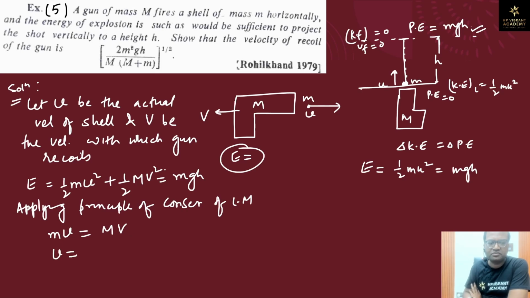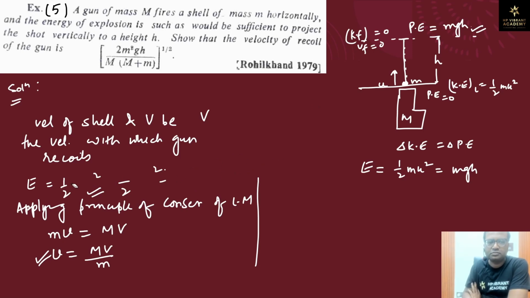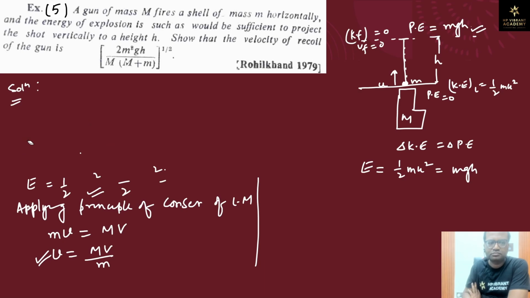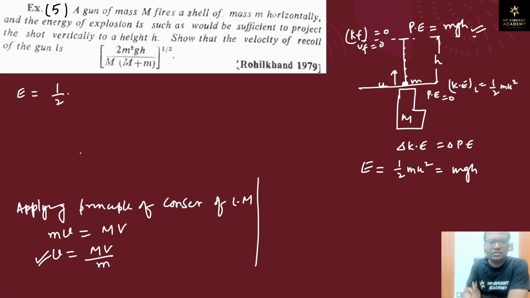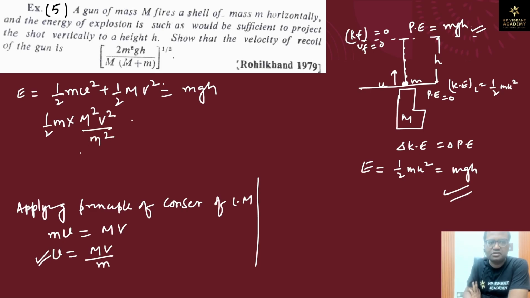So let us find small v. The small v is equal to M capital V upon small m. Let us place this value here and further simplify this. So we have the energy generated is equal to half small m into small v square plus half capital M into V square. This is equal to mgh because energy is conserved. So we have half m into M square capital V square upon small m square plus half M V square is equal to mgh.